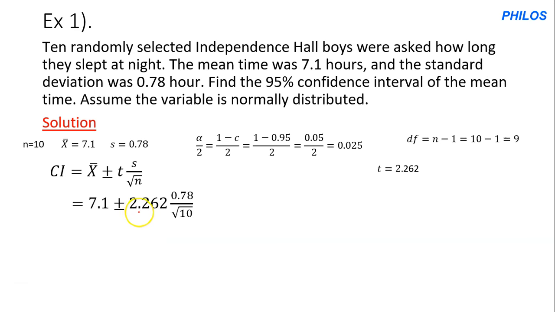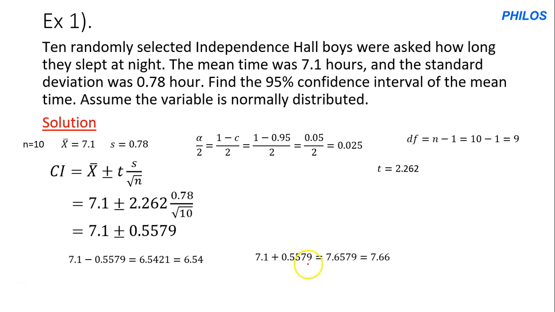So when you check 2.262 times 0.78 divided by root 10, you get 0.5579. So you are going to have 7.1 plus or minus 0.5579. When you get to this stage, you first take 7.1 minus 0.5579, and that will give you 6.5421. In 2 decimal places, that will be 6.54. And then you also take separately 7.1 plus 0.5579, and that will give you 7.6579. And it will be 7.66 in 2 decimal places. So the final answer is 6.54, 7.66.